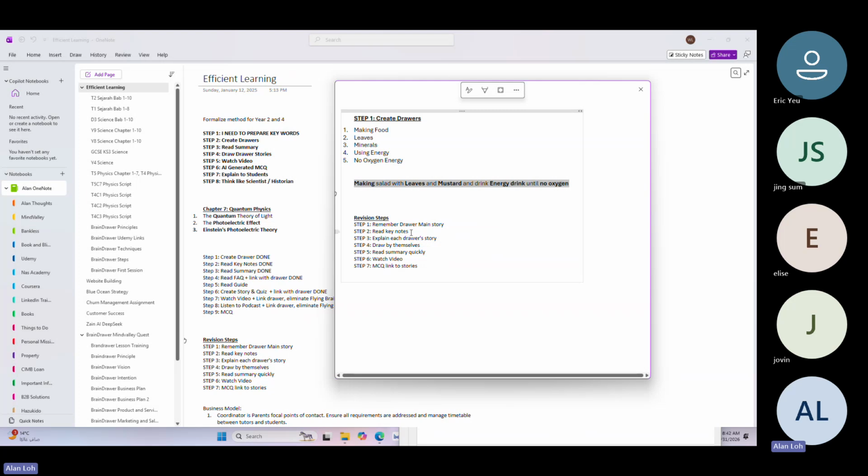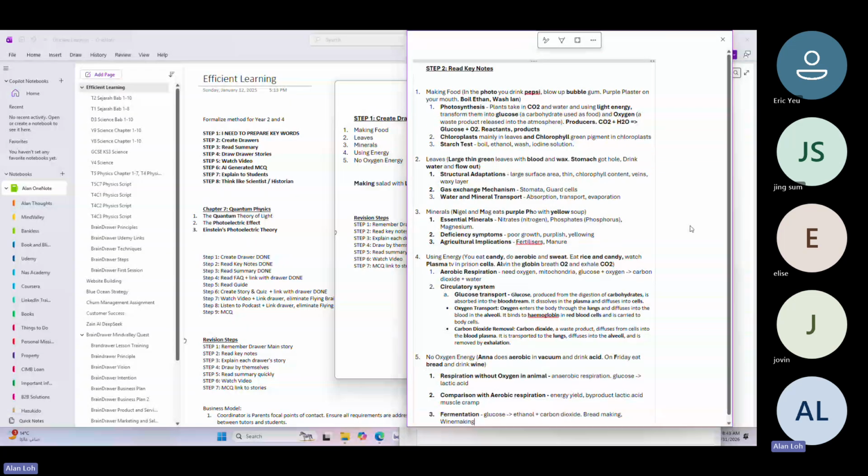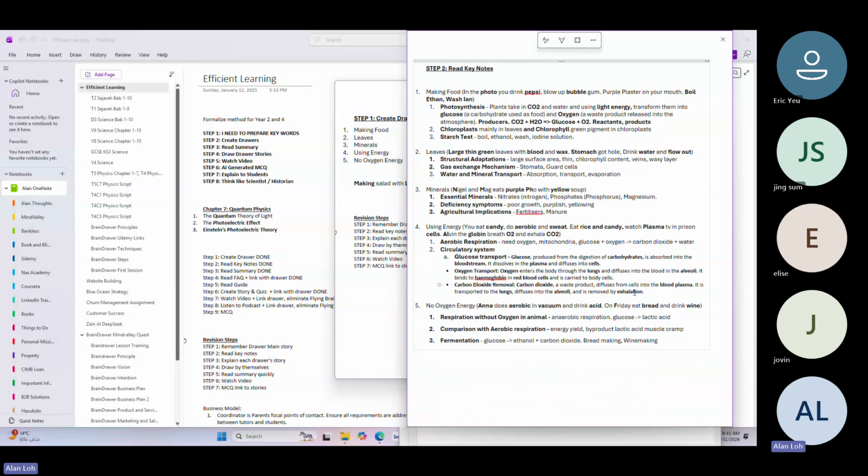Next is to read the keynotes. Okay, so let's bring up our keynotes. If you remember last week, we read this as step number 2, where you have to read these keynotes.